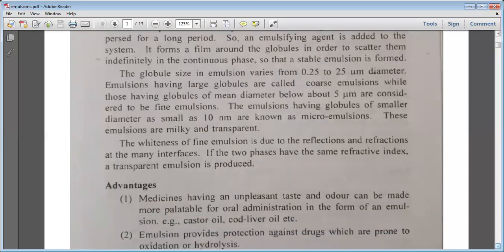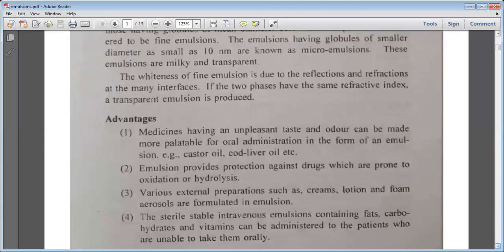Now, what are the advantages of emulsions? Medicines which have an unpleasant taste and odor can be made more palatable for oral administration in the form of an emulsion, like castor oil emulsion and cod liver oil emulsion. These are some of the best examples. Apart from this, liquid paraffin emulsion is also one of the best examples. Most of the oils, when used in the formulation of emulsions, have to be protected with the emulsifying agent when dispersed in the continuous phase.